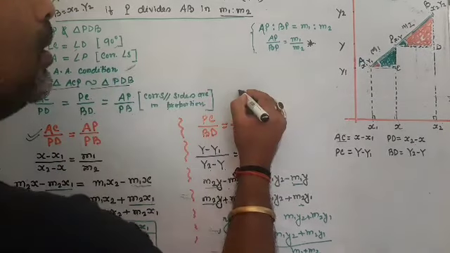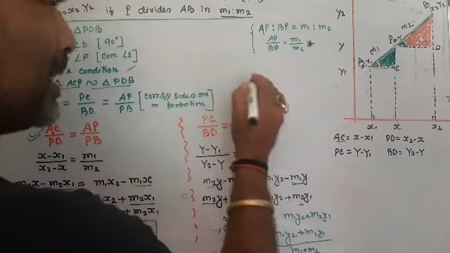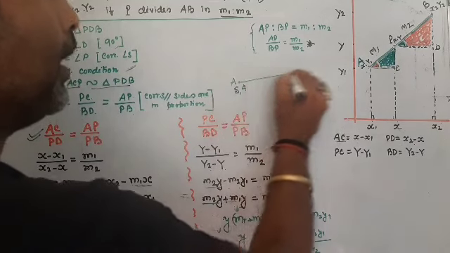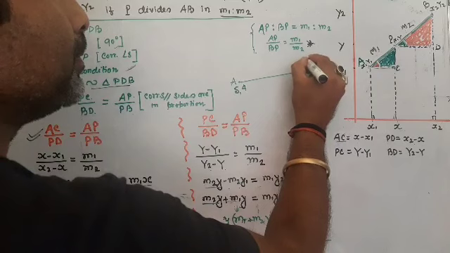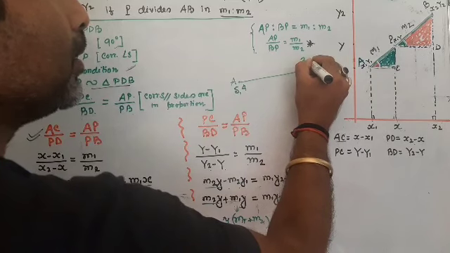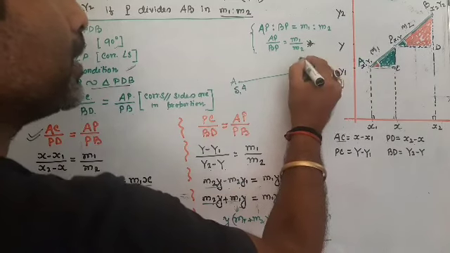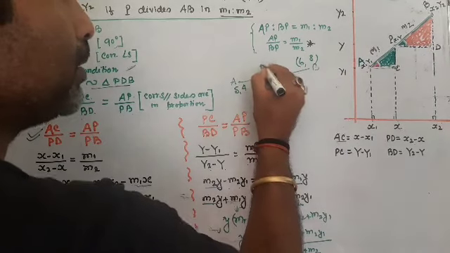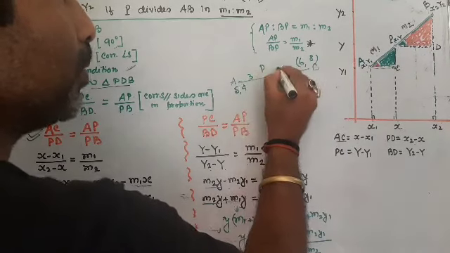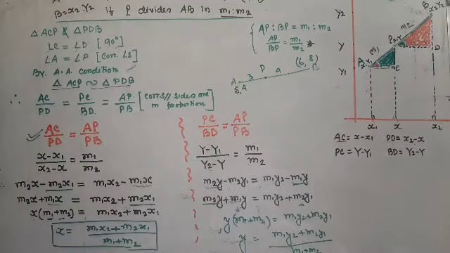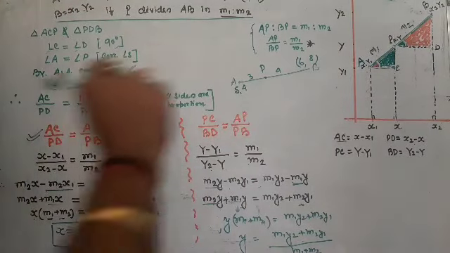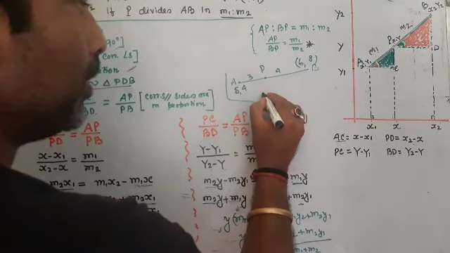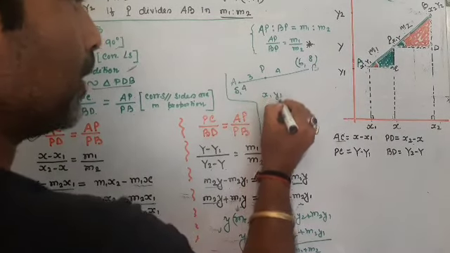Again, I will give you some examples. Suppose A is given as (5, 4) and B is given as (6, 8), and P is a point which divides AB in the ratio 3:4. So from this question you can say x1 and y1 is what?